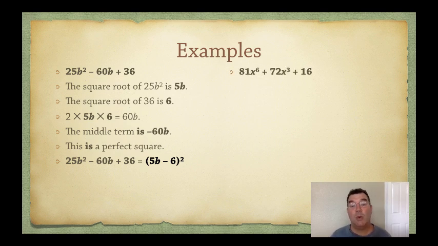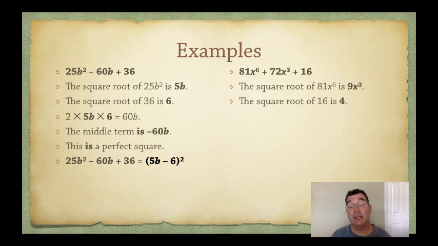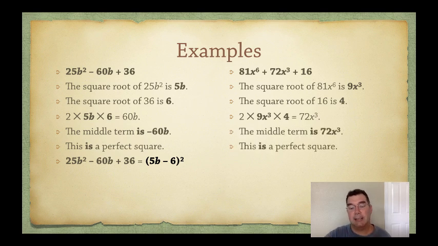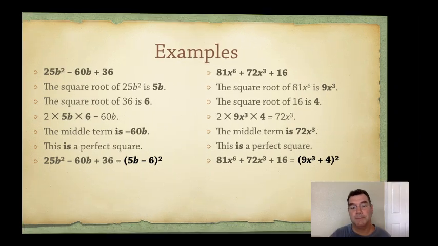All right, 81x to the 6 plus 72x to the third plus 16. If I square root the first term, I get 9x to the third. If I square root the last term, I get 4. Now, if I multiply those together and double it, do I get 72x to the third? Yes, I do. So that means this is a perfect square, and I will factor it to get 9x to the third plus 4 all squared.